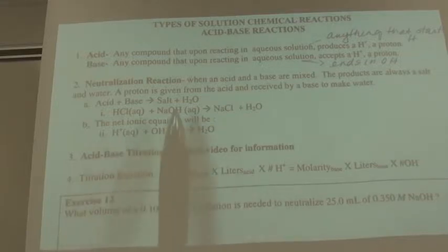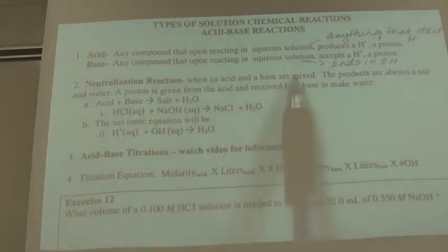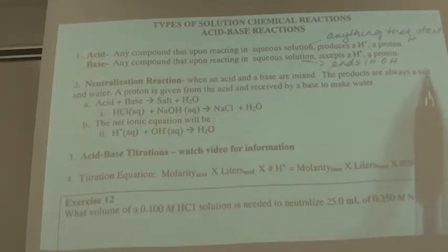Okay. So a neutralization reaction occurs when an acid and a base are mixed. The products are always a salt and water. Some people think that salt is only NaCl, and in the example I'm going to give you, it is NaCl. A salt is defined as any ionic compound that has a cation and anion.